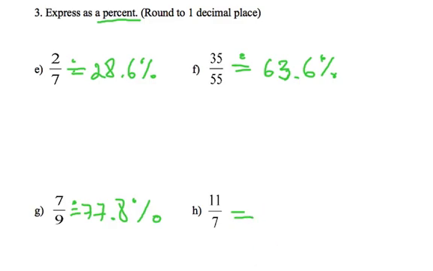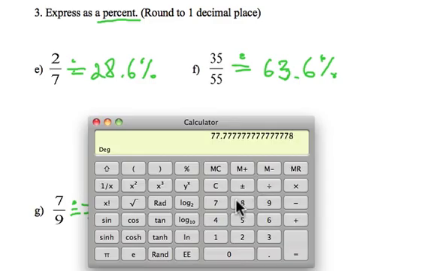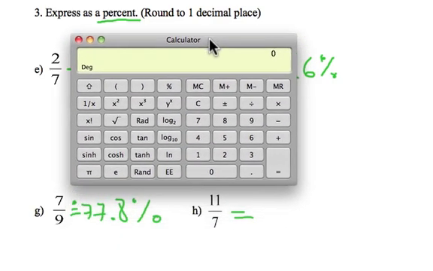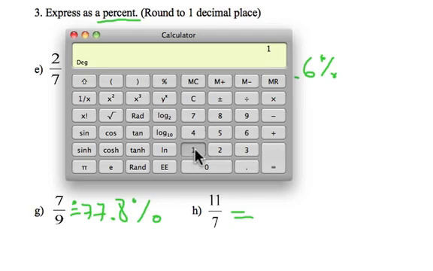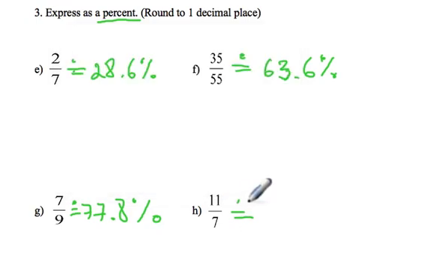Question H. 11 divided by 7. Here's our decimal number, and now to get it to a percent, we multiply by 100. 157.14. We are rounding to one decimal place. 4 is less than a 5, so the answer will be 157.1.